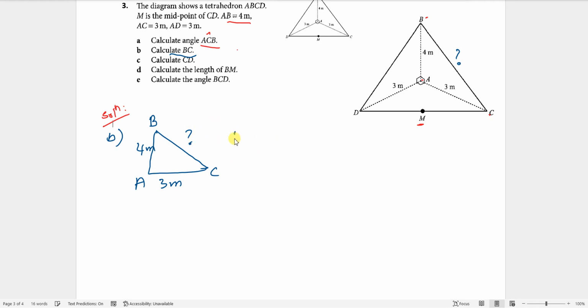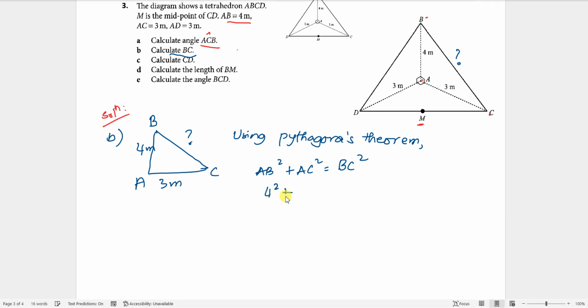So you can write using Pythagoras theorem. We can write AB square plus AC square is equals to BC square. So AB square is 4 square plus 3 square is equals to BC square. Therefore, BC is equals to root over 4 square plus 3 square. It's gonna be 5 meter. So we know this side as 5 meter. Let's label it 5 meter.